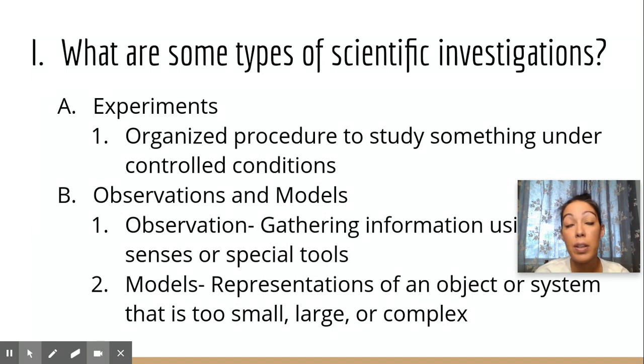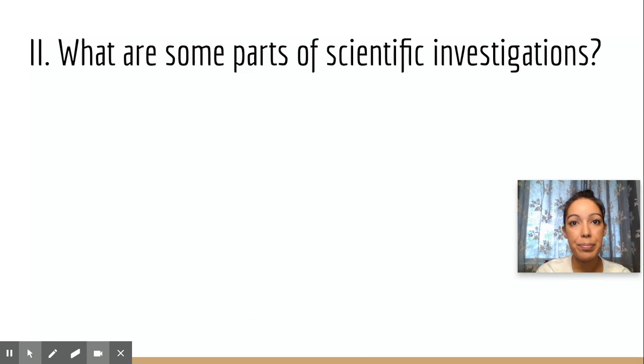Another example of something that would be too small to study would be like an atom or a cell. Yes, under specific conditions and with certain tools, we might be able to see them, but it's much, much easier to see the different parts of an atom or the different parts of a cell if you have a model of it in front of you. Just kind of helps you visualize it a little bit better.